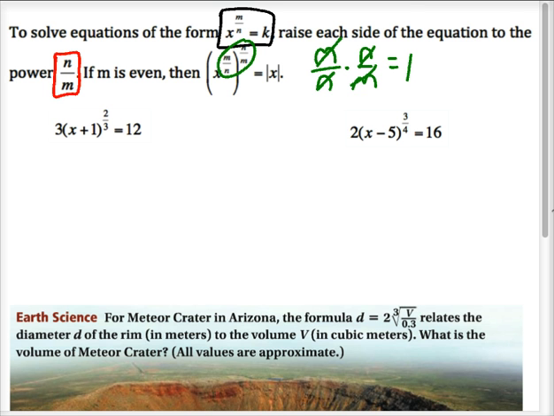So let's try it out. The first thing I want to do, I need to isolate the rational expression, all right? So I'm going to divide both of these by 3.